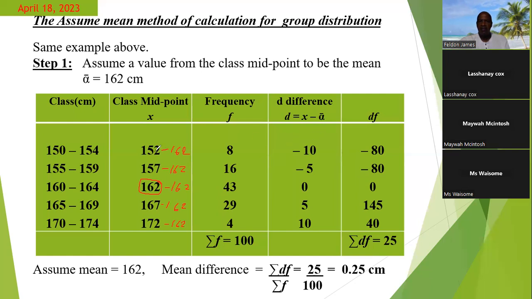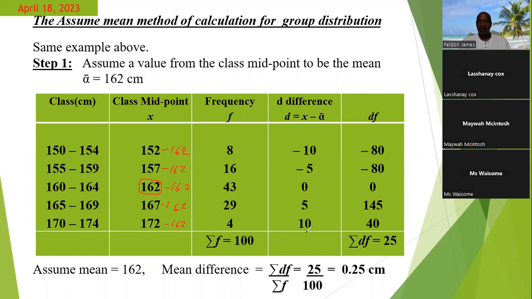So if you take away 162 from 152, you're going to get negative 10. 162 from 157, you get negative 5. 162 from itself, you get 0. And 162 from 167, you get 5. 162 from 172, you get 10.